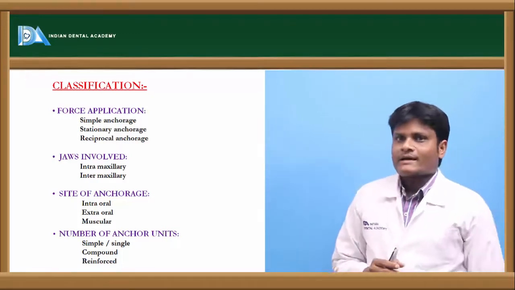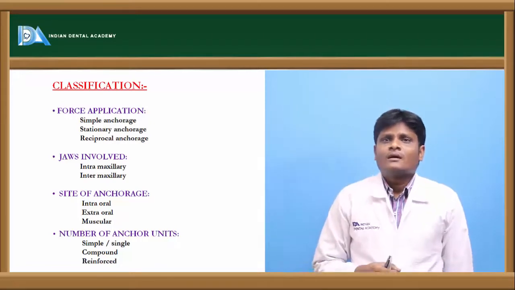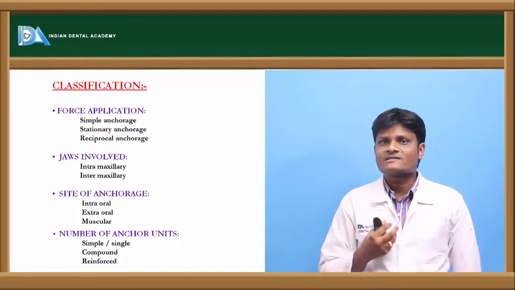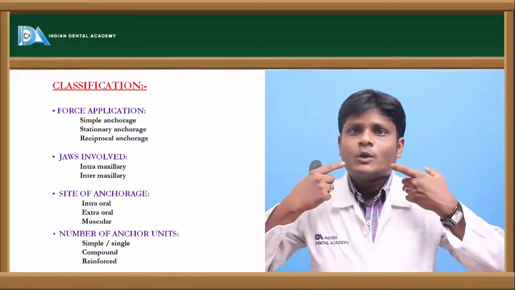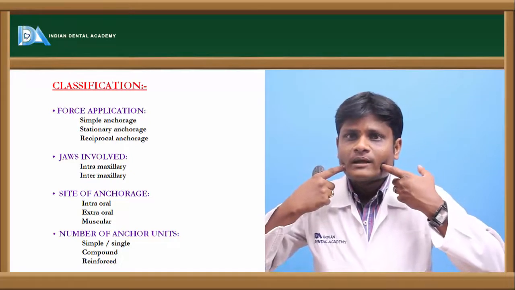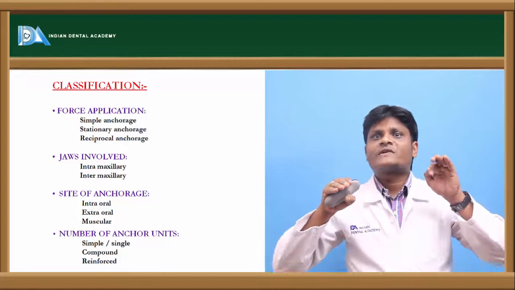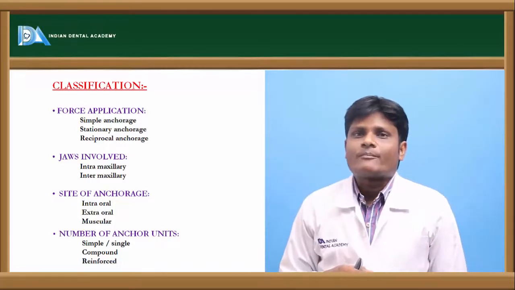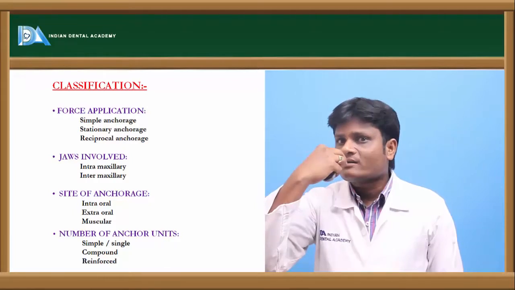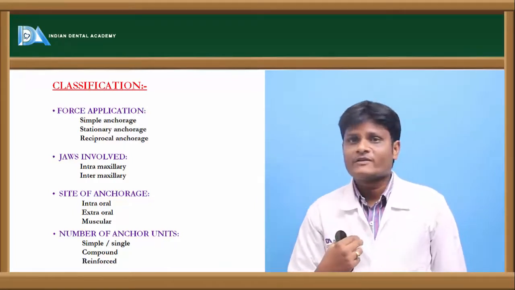What is a muscular anchorage? It's nothing but anchorage taken from the active muscles of the craniofacial skeleton. For example, if you want to move the lower permanent molars which have been tipped mesially into the exfoliation space of the deciduous second molar, we'll fabricate something called a lip bumper, which has an acrylic component in the labial vestibule in the lower jaw.